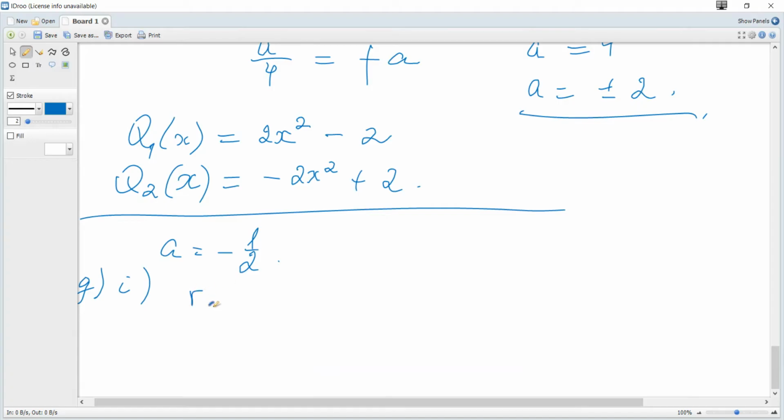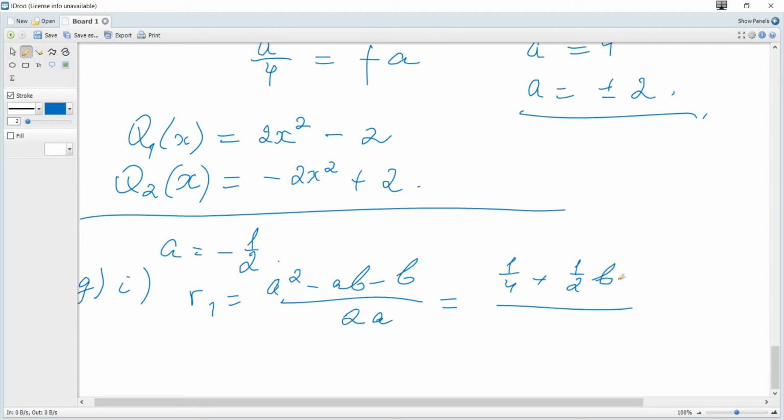So R1 becomes, or it is equal to a squared minus ab minus b over 2a, and it becomes 1 over 4 plus half b minus b over negative 1, and it is equal to a half b minus 1 over 4.